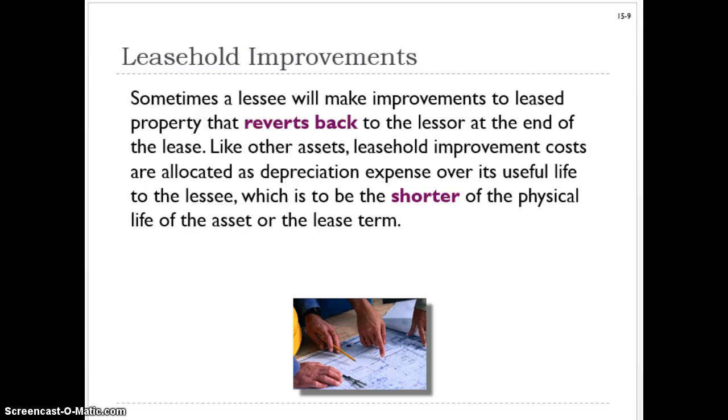It's an asset, it would be a debit to a leasehold improvement, and they would depreciate it the same as they would any other type of thing. And as it says, over the useful life of the asset, which is the shorter of the physical life of the asset or the lease term. Okay, so you would literally have an asset in your books called leasehold improvement that would need to be depreciated.